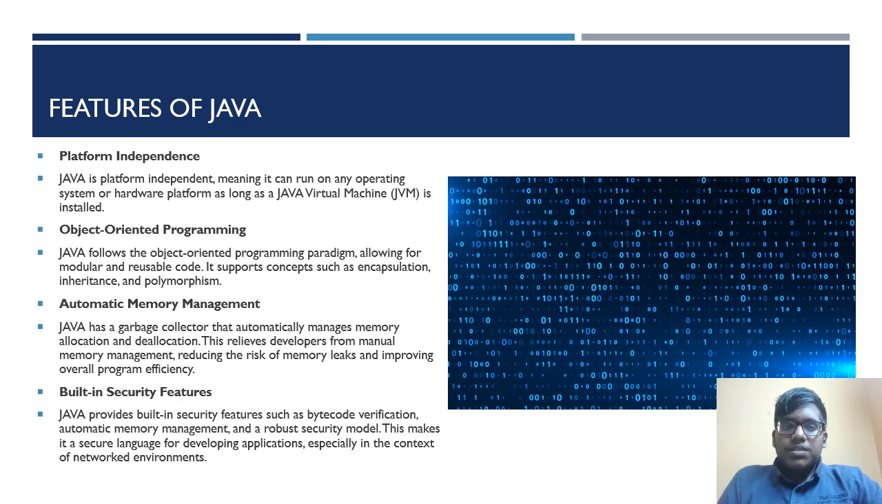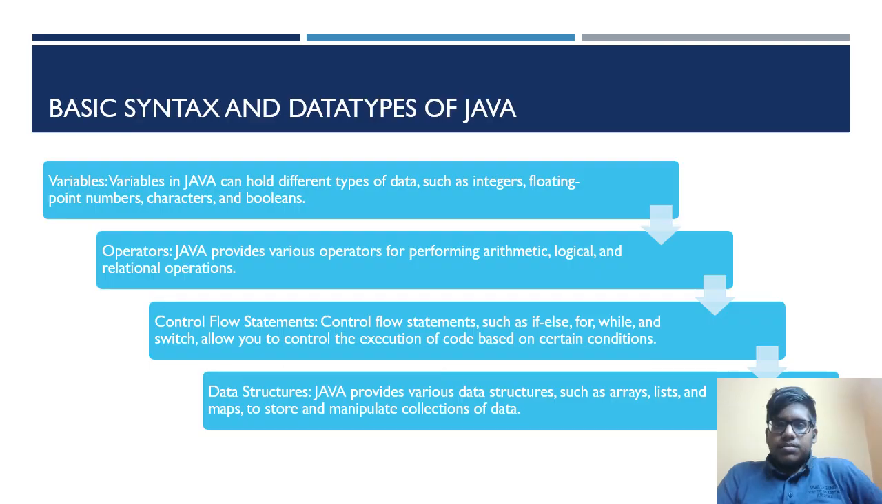Automatic memory management. Java has a garbage collector that automatically manages memory allocation and deallocation. This relieves developers from manual memory management, reducing the risk of memory leaks and improving overall program efficiency. Built-in security features. It provides built-in security features such as bytecode verification, automatic memory management, and a robust security model. This makes it such a secure language for developing applications, especially in the context of networked environments.